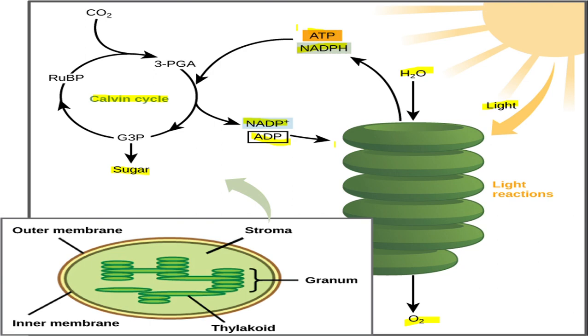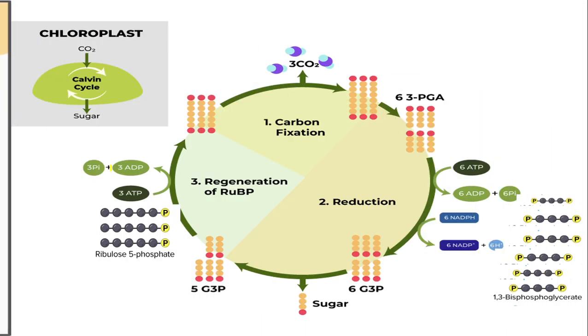So here you can see that all reactants and products of photosynthesis are used in the light and dark reactions. Means the water is used in the light reaction, and the oxygen is produced in the light reaction, while the carbon dioxide, which is the reactant of photosynthesis, is used in the Calvin cycle or dark reaction, and the sugar, that is the product of photosynthesis, will be produced in the Calvin cycle. So here we are going through more detail of the Calvin cycle.